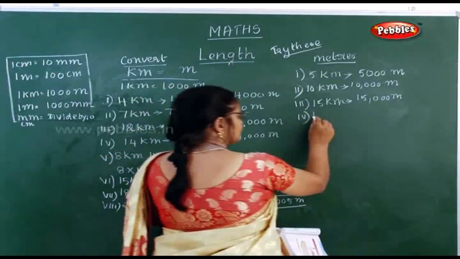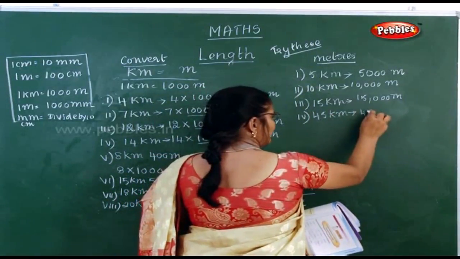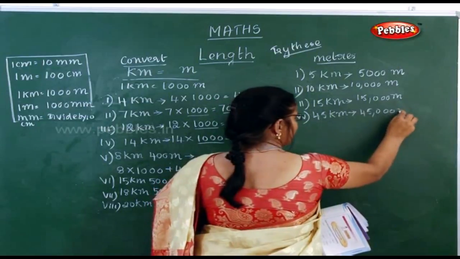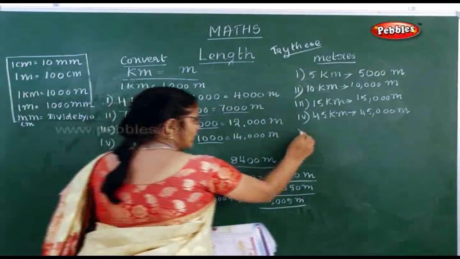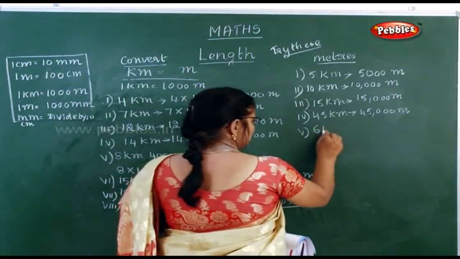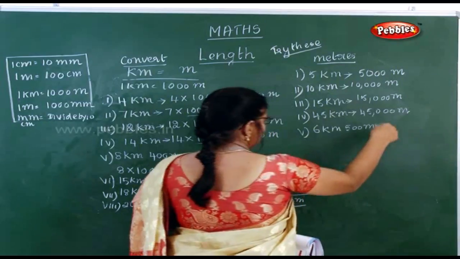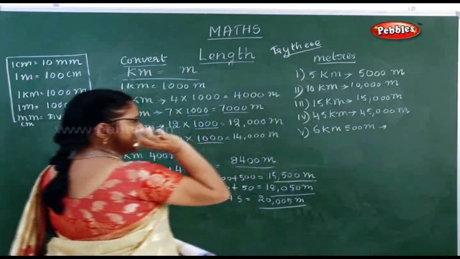45 kilometer. Same way. 45 kilometers is how much? 45,000. You have to multiply with 1000. Now what is the fifth sum they have given? 6 kilometer and 500 meter. This also I have already taught you. Just the kilometer alone you are going to convert into meter.